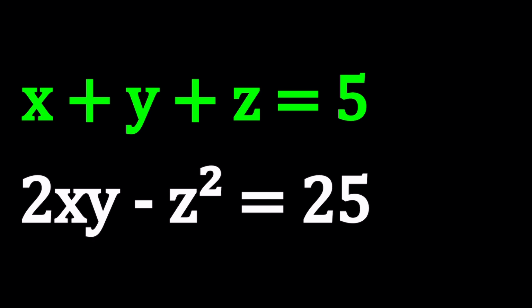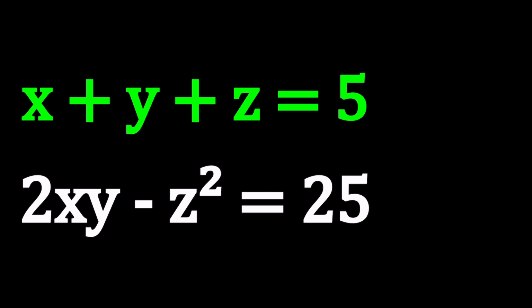Hello everyone. In this video, we're going to be solving a system of equations. We've probably done similar problems before, I can't remember, hopefully not the same one. We have x plus y plus z equals 5, and 2xy minus z squared is equal to 25. And we're going to be solving for what? x, y, and z. There are three variables, but we only have two equations.